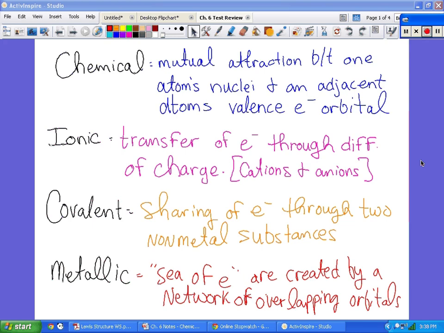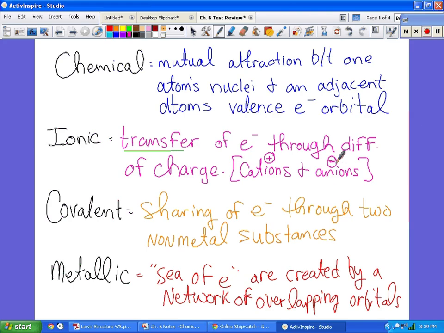Now, there's three types of bonds. We've talked about this over and over again. What is an ionic bond? What is a covalent bond? And what is a metallic bond? The key here in ionic, what's the keyword? Well, it's going to be a transfer of electrons through difference of charge, creating what two types of things? Cations and anions. What is the charge of a cation? This is going to be positive, and an anion is going to be negative. So you have a complete transfer of electrons there.